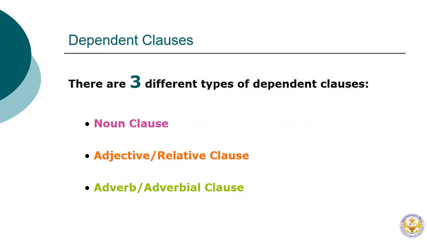So we will discuss the dependent clause. There are three types of dependent clause that we will discuss from now on. We have the noun clause, the adjective or relative clause, and the adverb or adverbial clause.